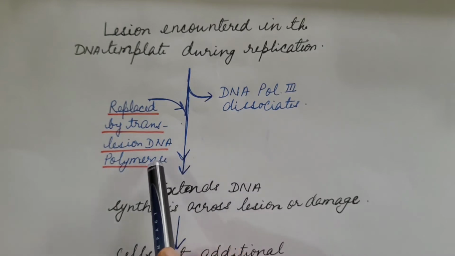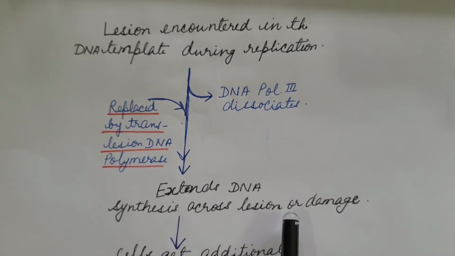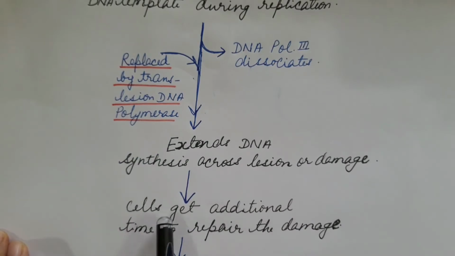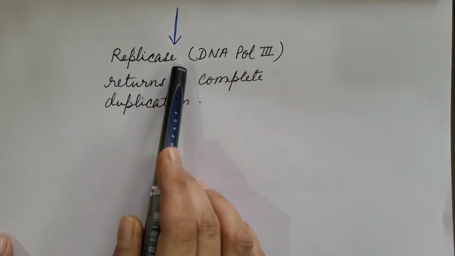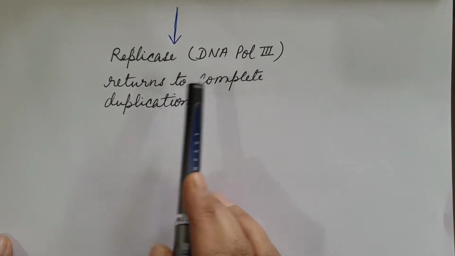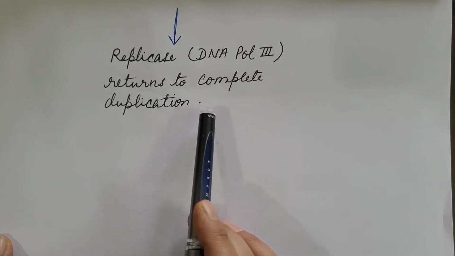These are known as SOS DNA polymerase. These extend the DNA synthesis across the lesion or damage, that is, these traverse the damage or travel past the damage and continue to extend the DNA synthesis. In this way, cells get additional time to repair the damage. And once the damage is repaired, replicase, that is DNA polymerase 3, returns to complete duplication of DNA.